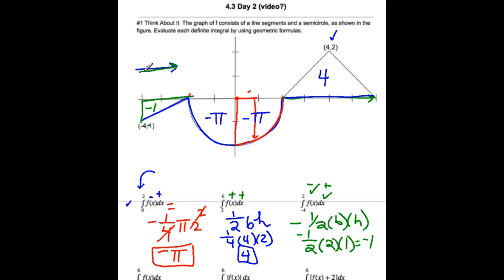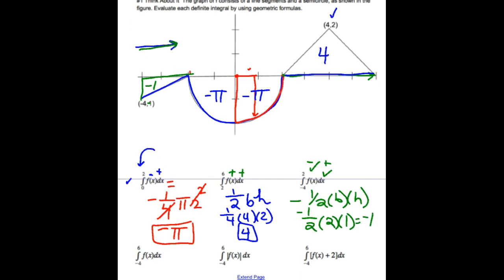All right, so the next one is integrating from -4 all the way to 6. Well, because I have it laid out so nicely here, I know that this is -1. I know that each of these are negative pi, or the whole thing is -2 pi.